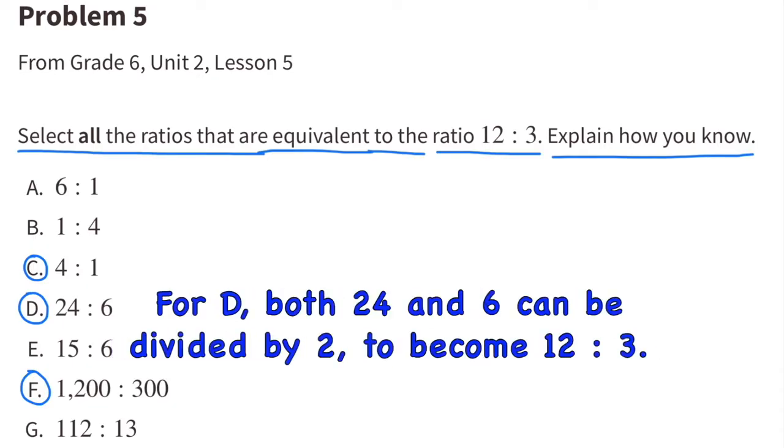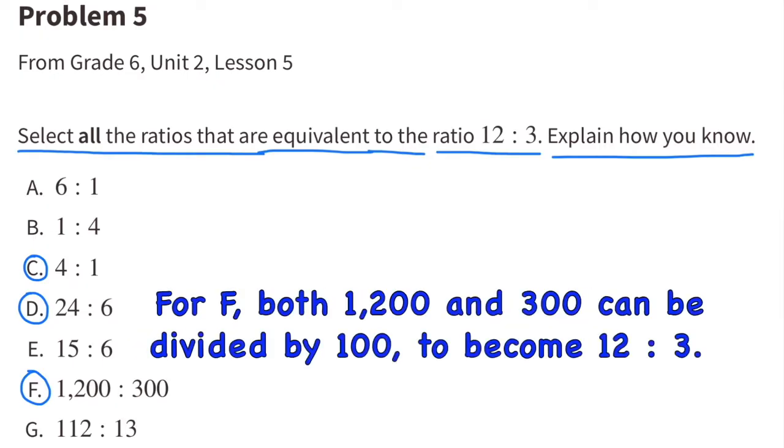For D, both 24 and 6 can be divided by 2 to become 12 and 3. So a ratio of 24 to 6 is equivalent to a ratio of 12 to 3. For F, both 1,200 and 300 can be divided by 100 to become 12 and 3. So a 1,200 to 300 ratio is equivalent to a 12 to 3 ratio.